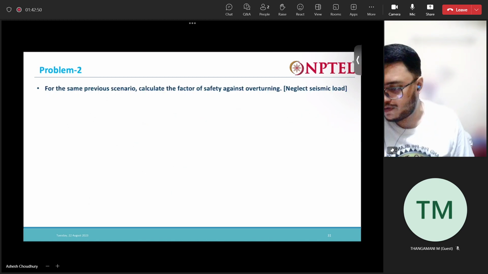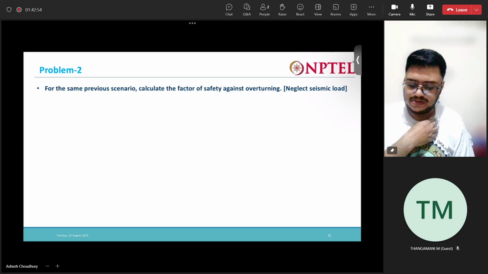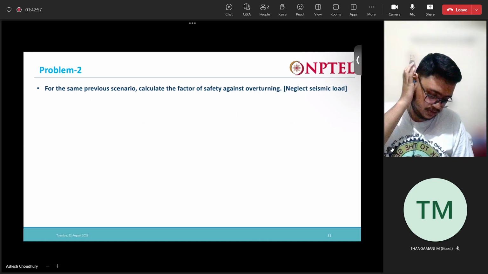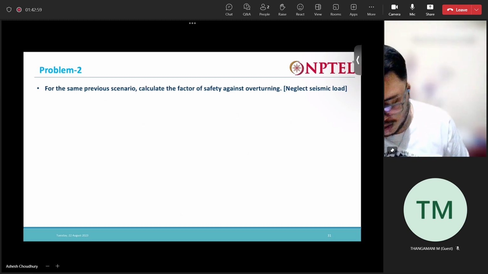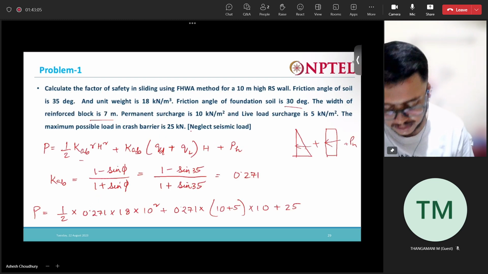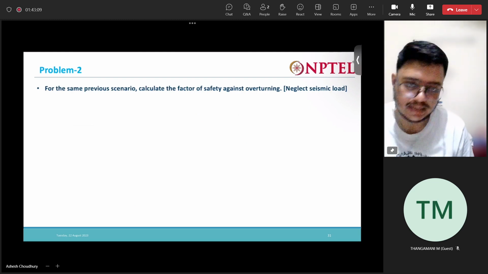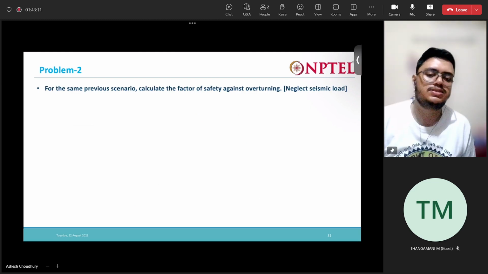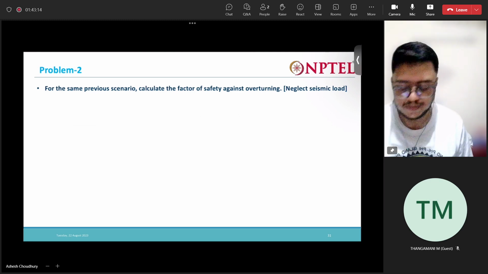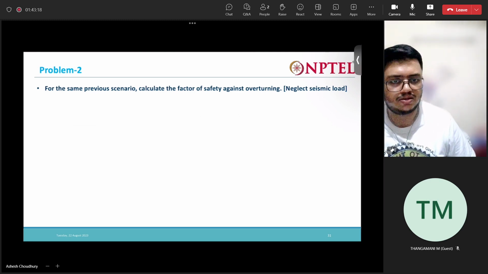Now, for the same case, we need to calculate the factor of safety against overturning. Remember that in all these cases, you are neglecting the seismic load because the question asks to neglect it. But generally in the field, we need to consider the seismic load also. Just for simplification here, we are not solving for the seismic load.